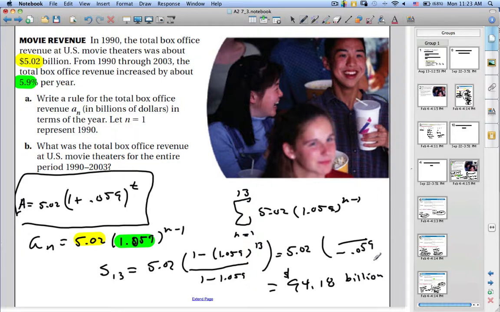Okay, so that's working through and using it in a real life sort of example. And that's the end of 7.3.